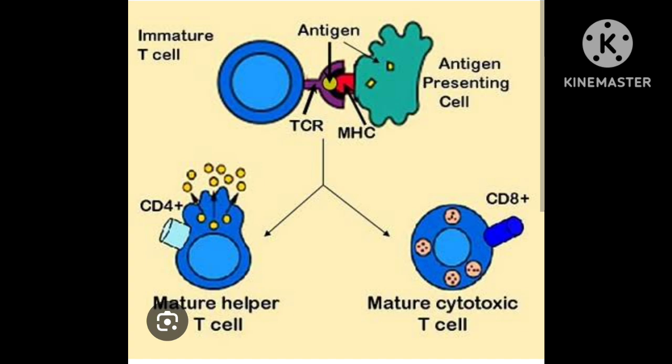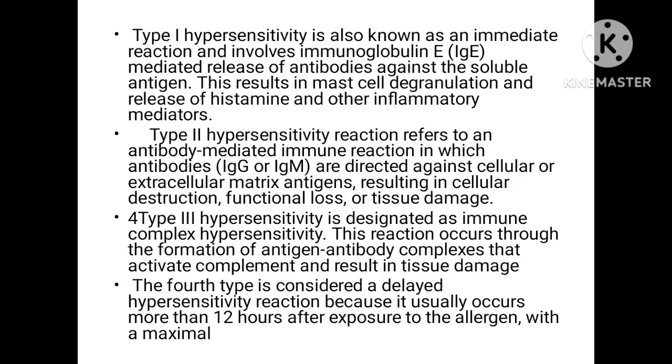Now, type 1 hypersensitivity is also known as immediate reaction and involves immunoglobulin E mediated release of antibodies against the soluble antigen. This results in cell degranulation and release of histamine and other inflammatory mediators.